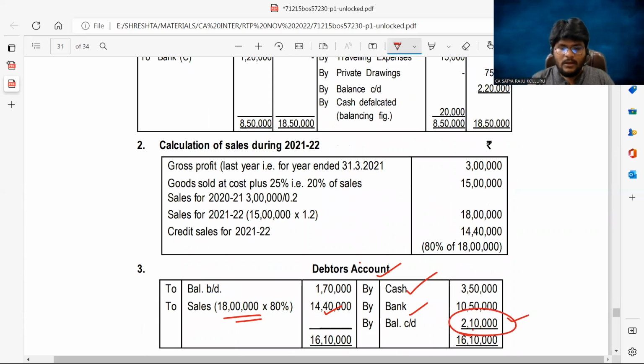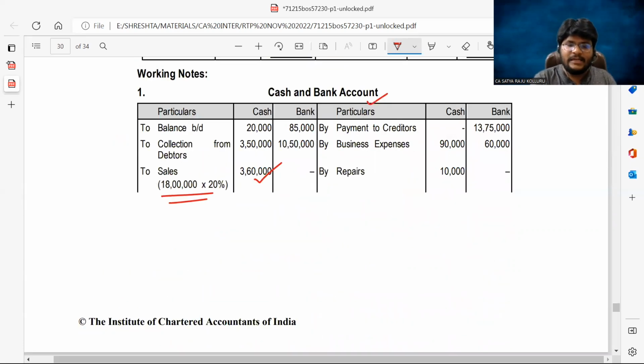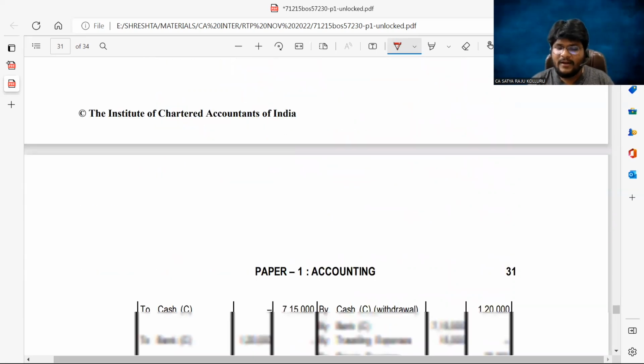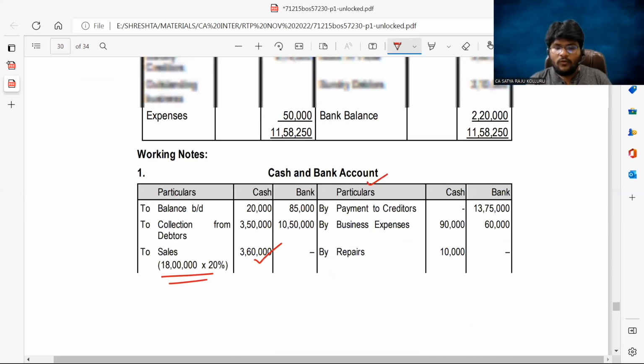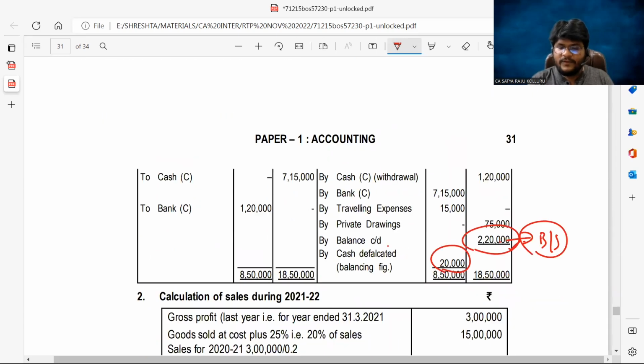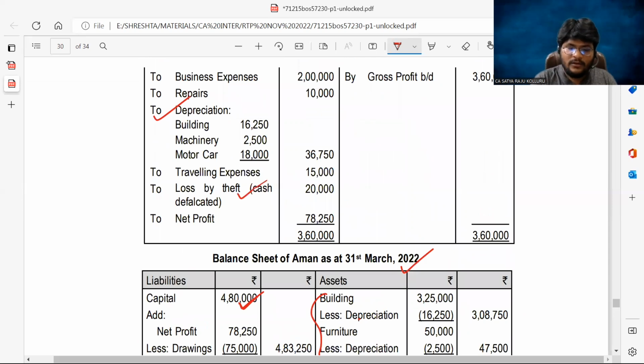Am I right? Close the cash account. The balancing figure will be cash deflated by the cashier, which is the abnormal loss. Then the bank account might tally automatically, or you know the closing bank balance. The closing bank balance you can put into the closing balance sheet. Now cash and bank account are over. This cash deflated you need to post to the P&L account. Don't ignore that. Then close the P&L account. You may get the net profit for the current year.